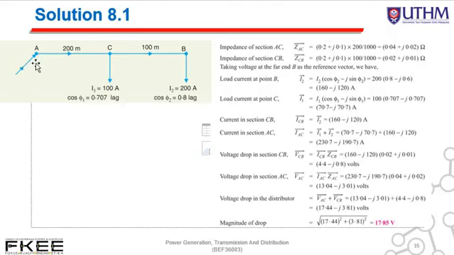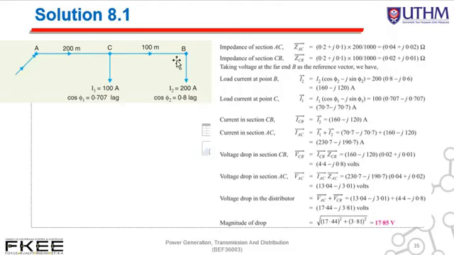the AC distributor systems, which has 300 meter long and load C is located 200 meter from point A, while load B is located 300 meter from point A or 100 meter from point C. So in order to solve the voltage drop across the distributor, which is VAB, you have to calculate VAC and VCB first.